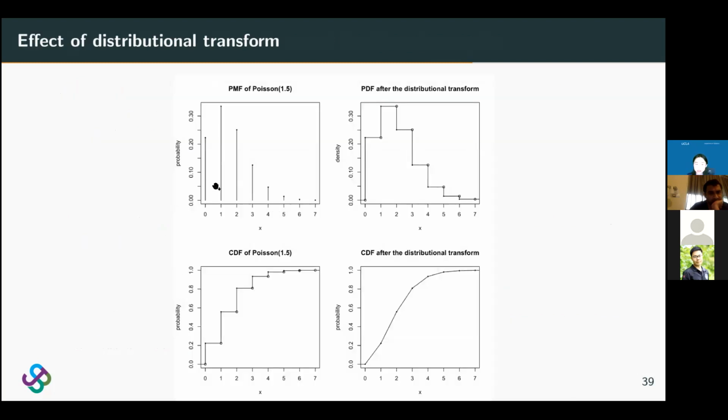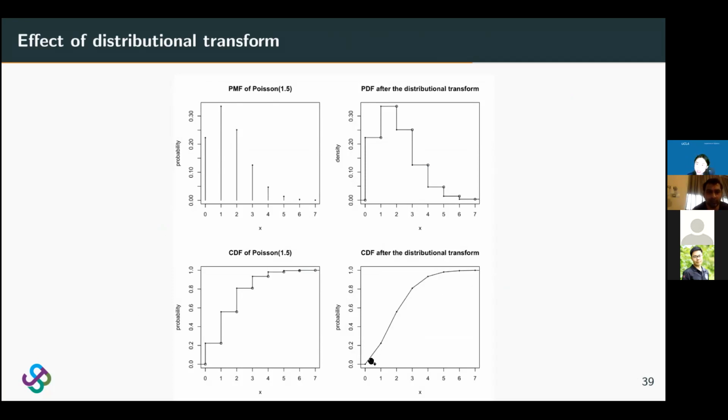Essentially, if you look at a PDF and a CDF where the random variable is Poisson, it's discrete. So this is the probability mass function of the Poisson at the values it takes with non-zero probability mass, from 0 to 7. This is the corresponding CDF. You can see it's a step function. And the distributional transform is trying to smooth out the CDF, and it becomes this.